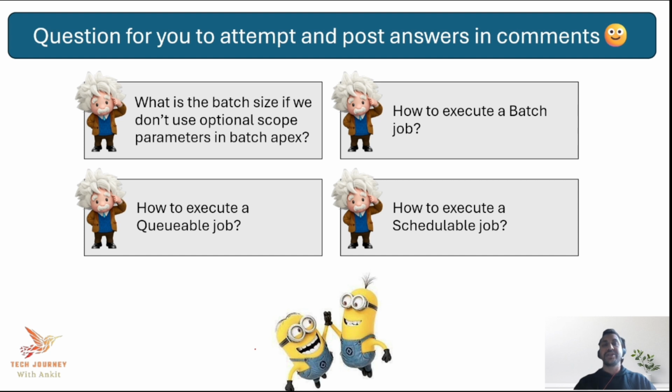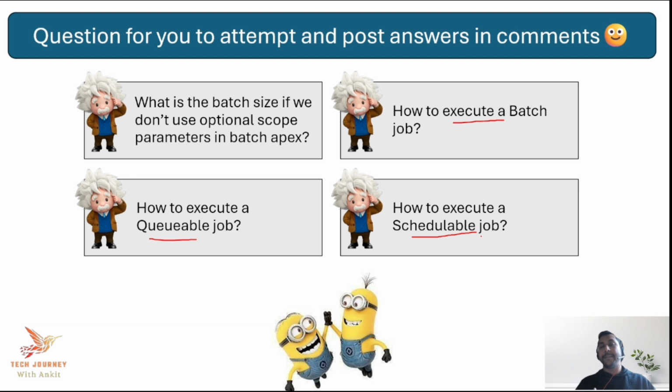Now, these are a few questions that I want you guys to attempt and let me know the answers in the comment section. The first one here is, what is the batch size if we don't use the optional scope parameter? What is the default batch size for the batch Apex? Next, which method will you use to execute the batch job, which method will you use to execute the queueable job, and which method will you use to execute the schedulable job.